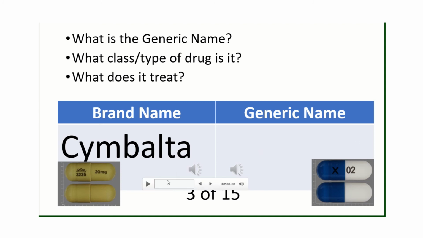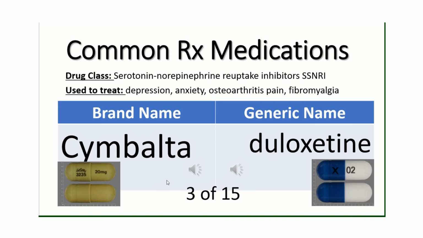What is the generic name for Cymbalta? What type of drug is Cymbalta? What does Cymbalta treat? The generic name for Cymbalta is duloxetine. Cymbalta and duloxetine are serotonin norepinephrine reuptake inhibitors, SNRIs. Cymbalta and duloxetine treat depression, anxiety, osteoarthritis pain, and fibromyalgia.